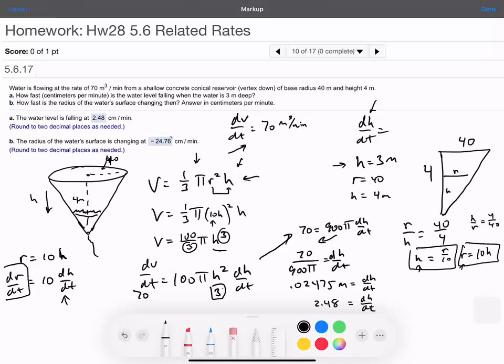So my dh dt here is 2.48, so dr over dt is equal to 10 times 2.48, which gives us 24.8, which is what they got without rounding. And then why is it negative? It's because as the water is falling out, the radius is shrinking. Okay, and actually we should have said also the height is negative if you wanted, because it's actually decreasing. That's why this would have been negative, and then our radius would be negative.